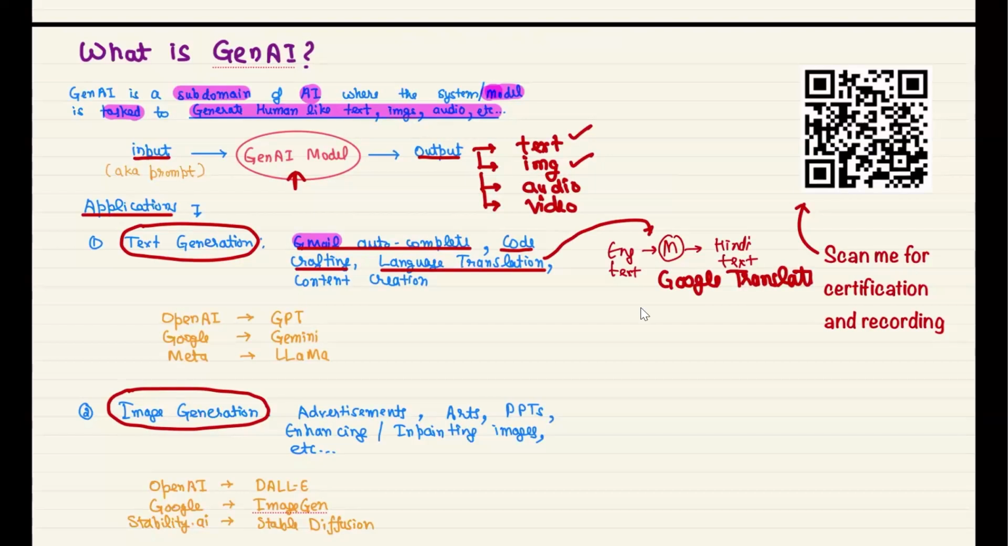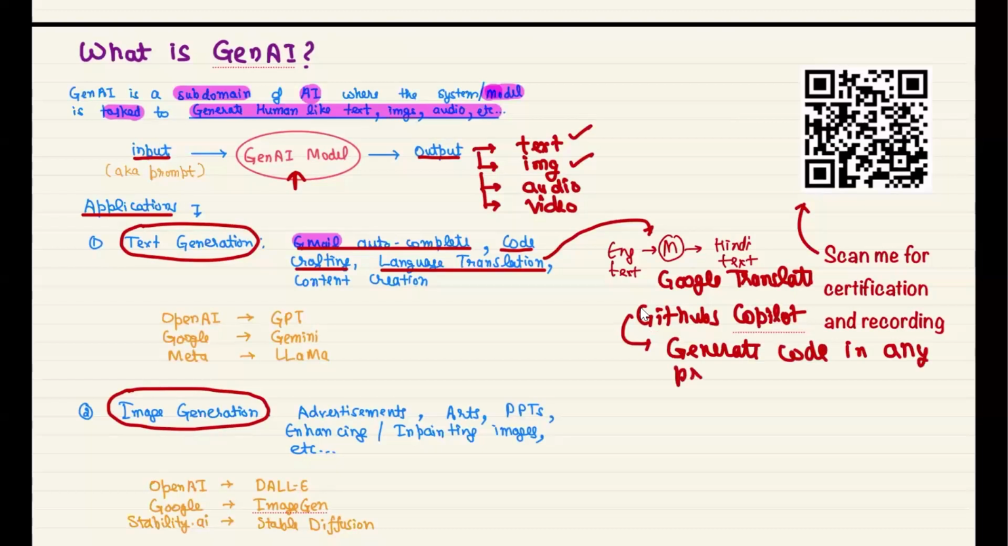Yes, GitHub's Copilot, right? I'm talking about GitHub's Copilot. What GitHub's Copilot does is it will generate code in any programming language. So this is again one of the good examples.